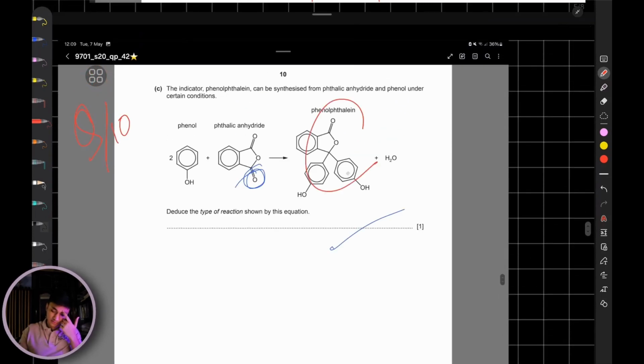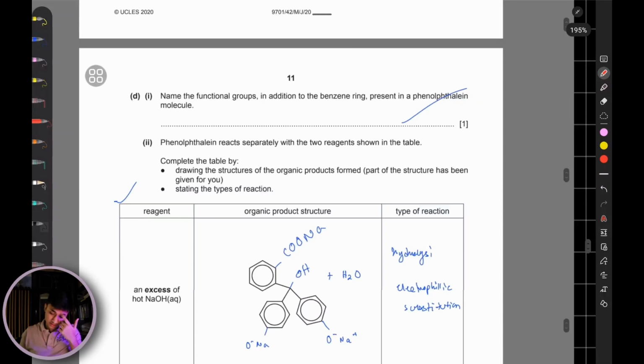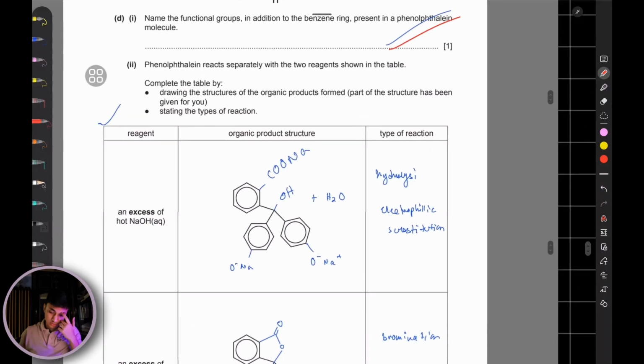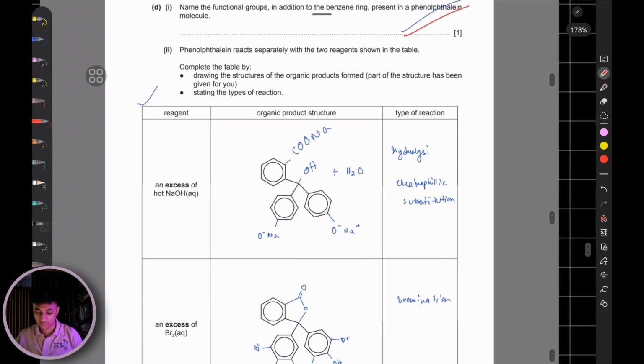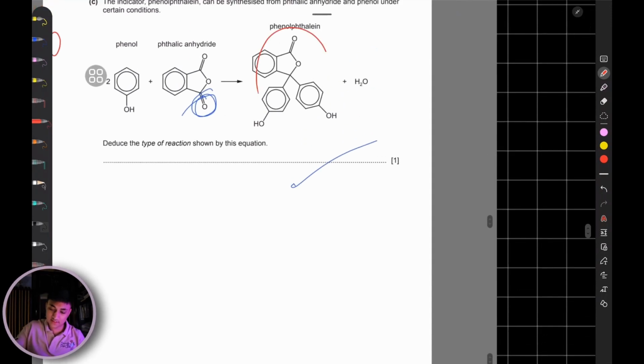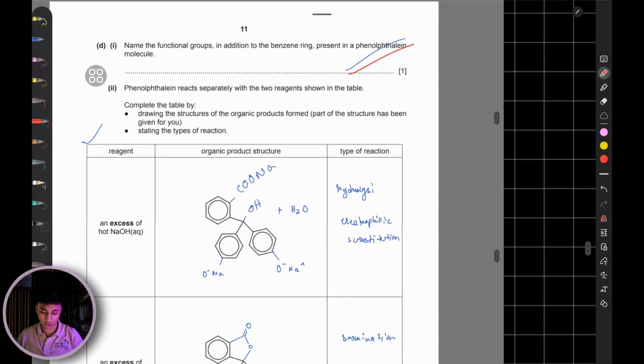So, this is phenolphthalein again. And part D. Name the functional groups in addition to benzene present in phenolphthalein. Part 2, phenolphthalein reacts separately with two reagents shown in the table. Complete the table by drawing the structure of the organic products formed. Part of the structure has been given for you, stating the type of reaction. Now, notice this is phenolphthalein, and they're telling you what's going to happen if you add excess hot NaOH, right? Excess hot NaOH.